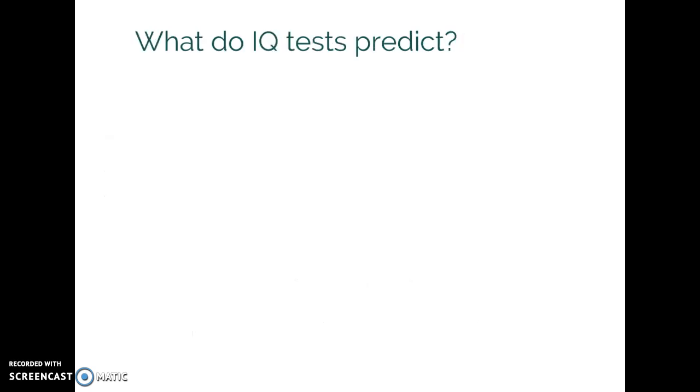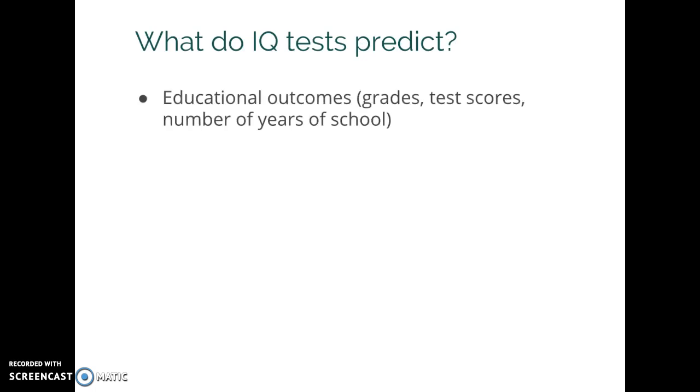So IQ tests are useful for certain things. They are very good at predicting educational outcomes. So if you want to predict somebody's GPA or their SAT scores, IQ tests are very good for that. They're less useful at predicting job success, because for job success we also are going to be looking for other characteristics like your personality. Are you a jerk? Are you organized? Can you handle stress? And those will influence job success, but they're not going to be scored on an IQ test.